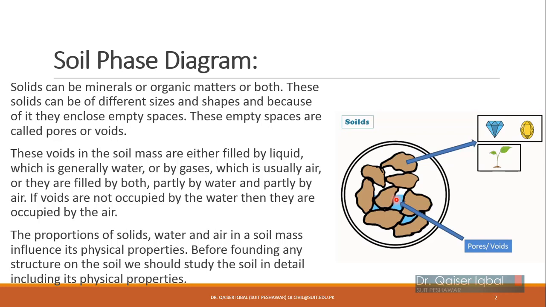The proportions of solids, water and air in a soil mass influence the properties of a given soil. That's why it is very important to discuss the volume of solids, the volume of voids and the volume of voids which are filled with water, to completely understand the properties of a given soil.